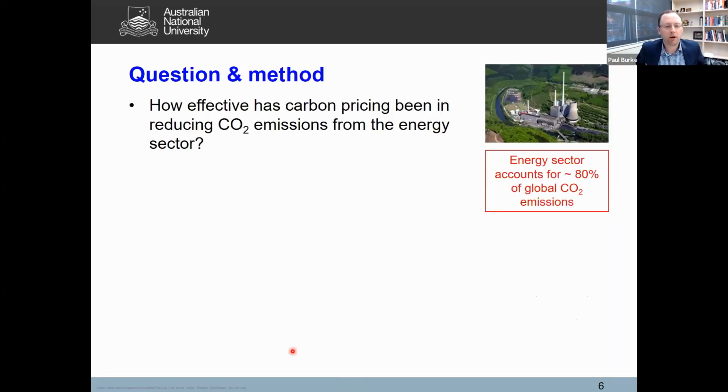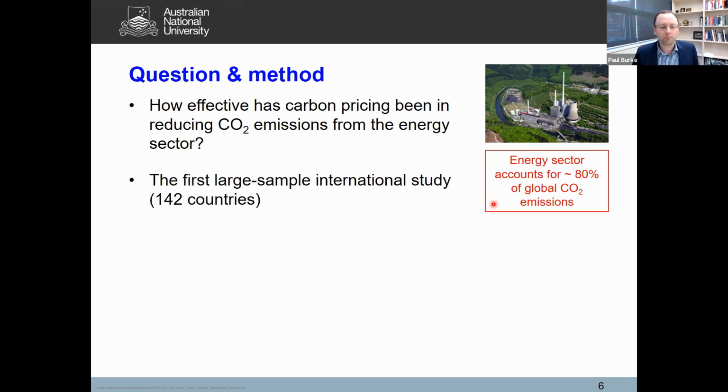So the question was, how effective has carbon pricing been in reducing CO2 emissions? Our analysis covers the energy sector. Why the energy sector? Well, the data are quite good for the energy sector. They cover lots of countries, and they're available annually from the International Energy Agency and other sources as well. The energy sector, of course, is the key one. It accounts in total for about 80% of global CO2 emissions each year. It includes electricity, industrial energy use, and transport, so it's very broad.